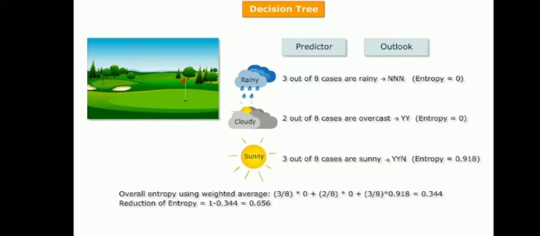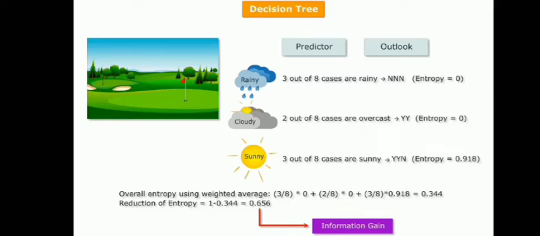Therefore, the overall entropy for outlook predictor using weighted average is 3 by 8 multiplied by 0 plus 2 by 8 multiplied by 0 plus 3 by 8 multiplied by 0.918, which is equal to 0.344. If you recall, entropy at the root was 1. Based on the outlook predictor, entropy is 0.344. Thus, reduction of entropy is equal to 1 minus 0.344, which is equal to 0.656. This is the information gain you get by dividing the data set on outlook predictor.